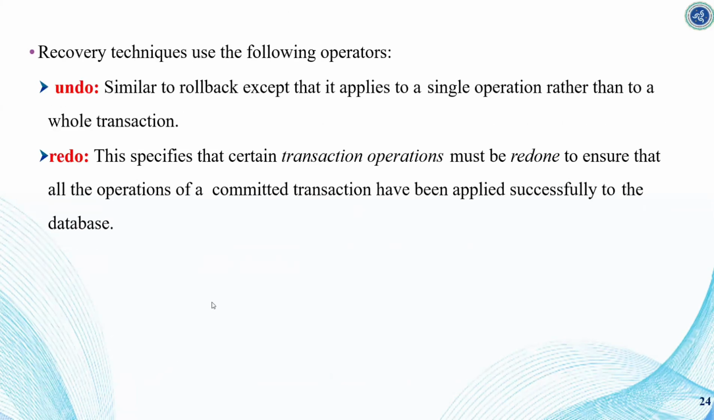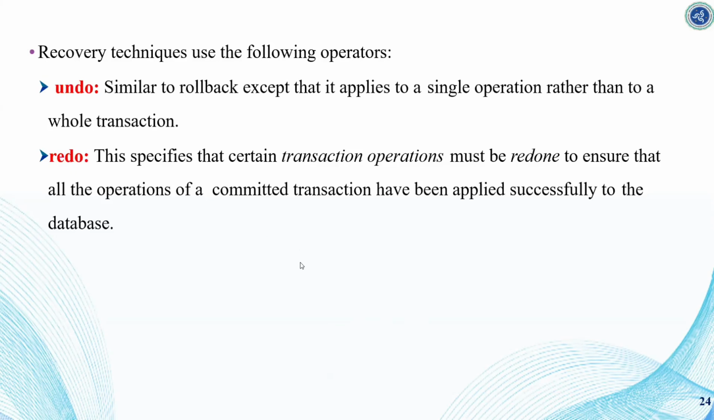Okay. So recovery techniques mainly use two operators, that is undo and redo. What is undo? Undo means, we have a transaction T1, and inside the transaction there are multiple operations. If it finally aborted, all the values updated by the transaction have to be brought back to the original state. So I have to undo all the operations that were done. Okay. So here it is similar to rollback, except that it applies to a single operation rather than to a whole transaction.